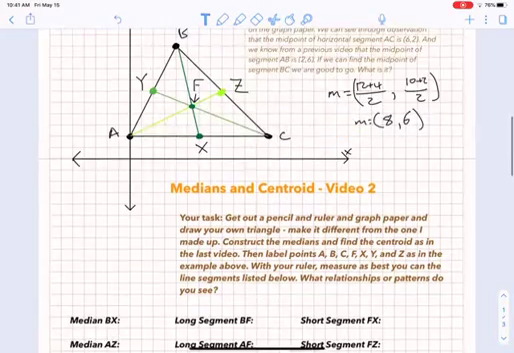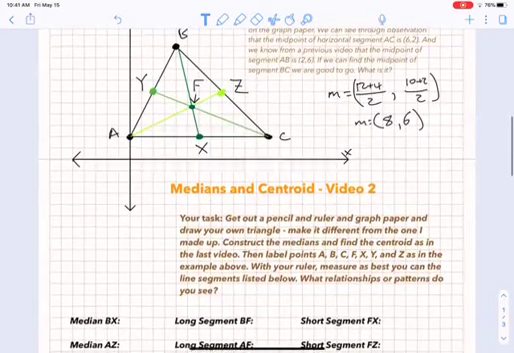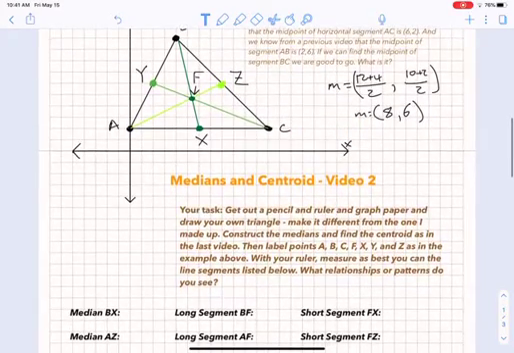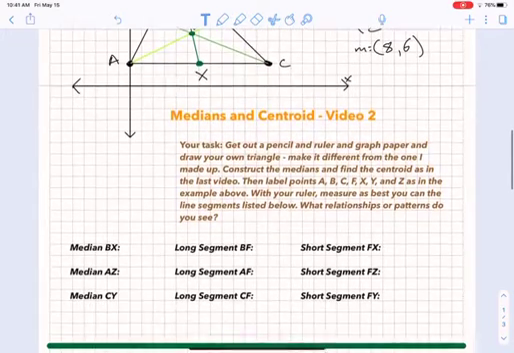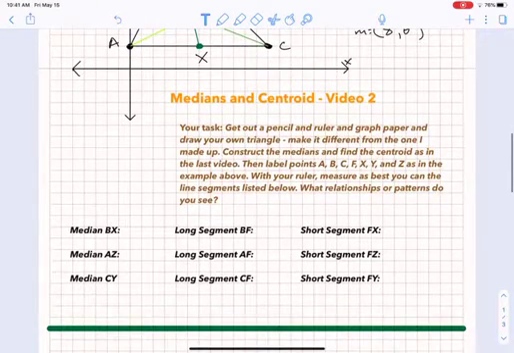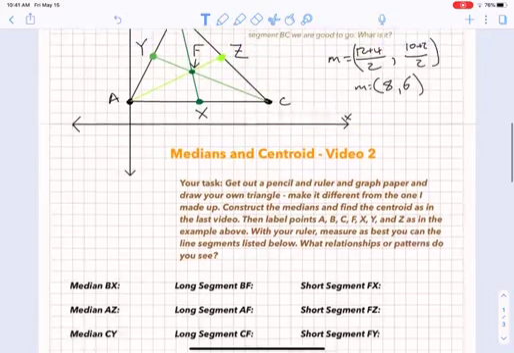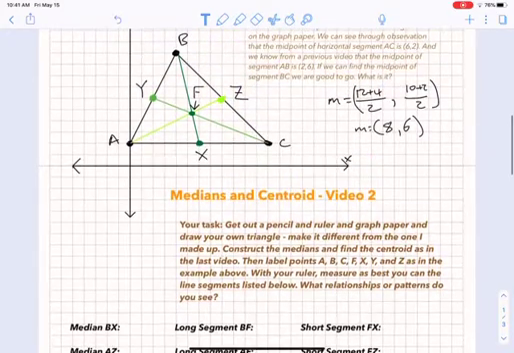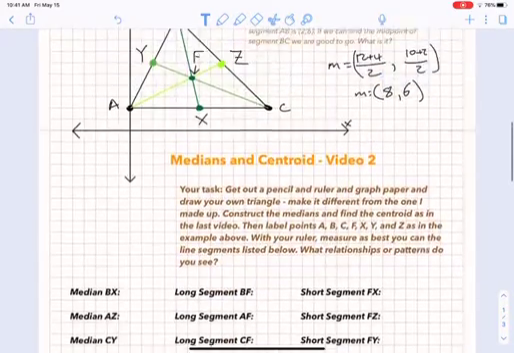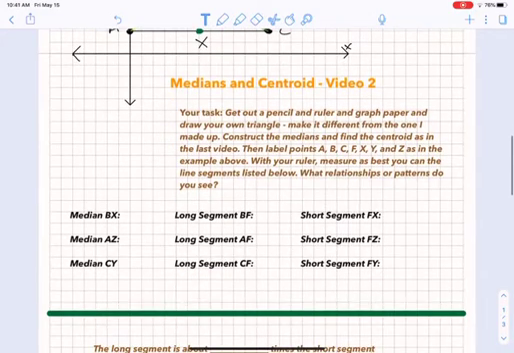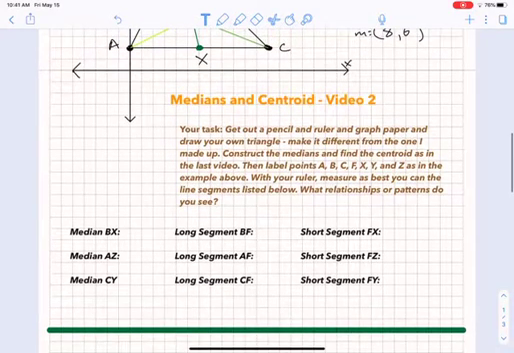And then as you do that, I want you to look at the patterns you might notice, and then also get out your ruler and measure everything. I want you to measure all three medians, all three long segments, and all three short segments. Okay, so you're going to stop the video and go do that and come back, and in about 3 seconds my time, I'm going to start up again and tell you what I found.